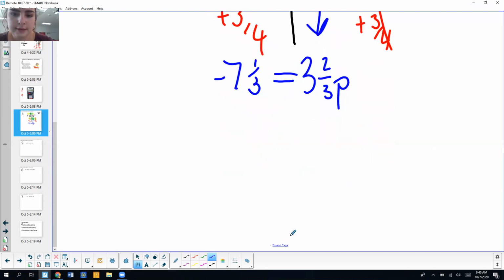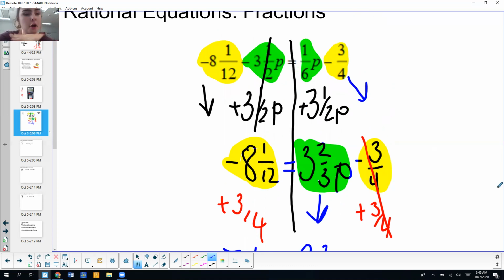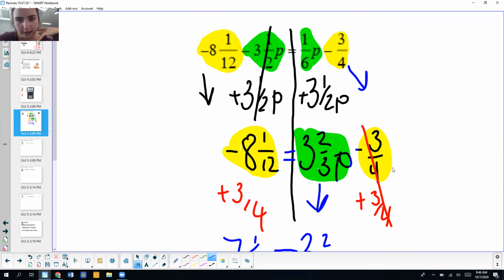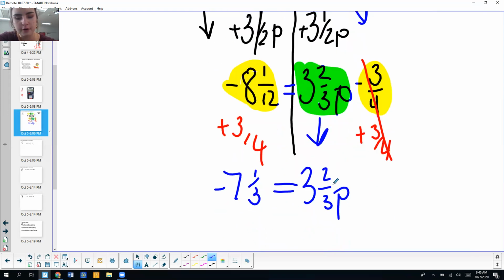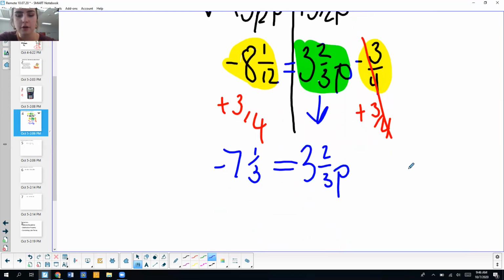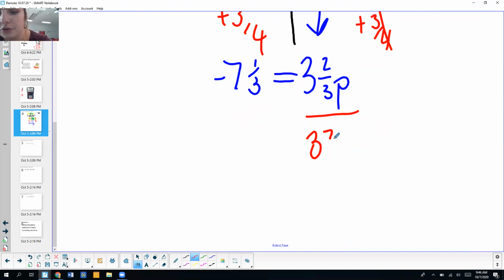All right, last thing. Besides these being fractions, they're actually not too much more complicated than what we've seen. These are fractions, yes, but we've got our variables on one side and our constants on the other. So now to get P by itself, we're gonna divide both sides by 3 and 2/3.